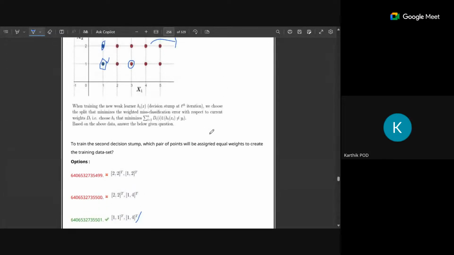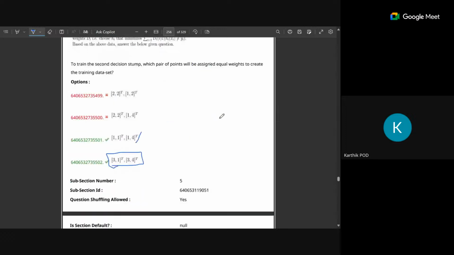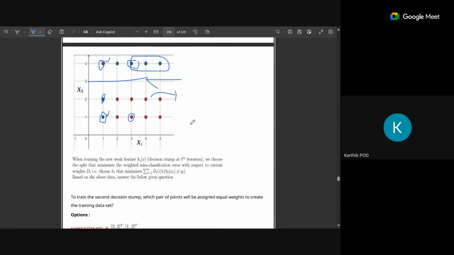What is the question asking? Which points will be assigned equal weight to create the training data set? Why are we choosing the training data set again? I don't understand. You are saying that for each iteration, for each new weak learner, we are creating a new weak learner.